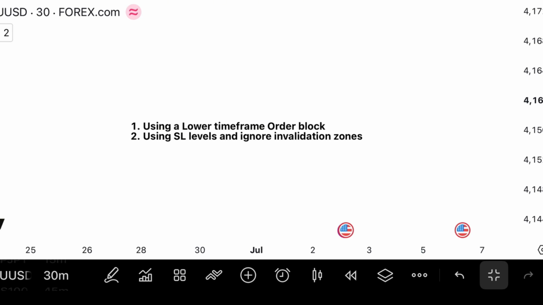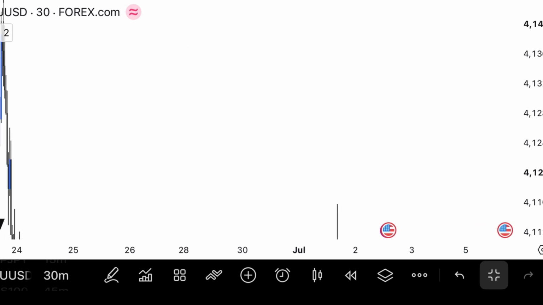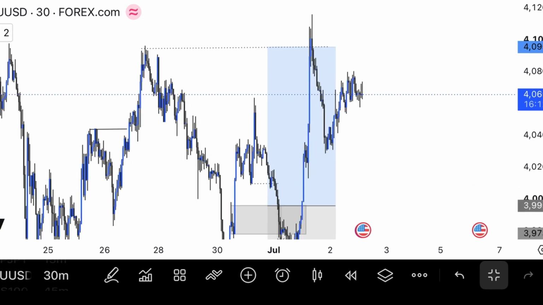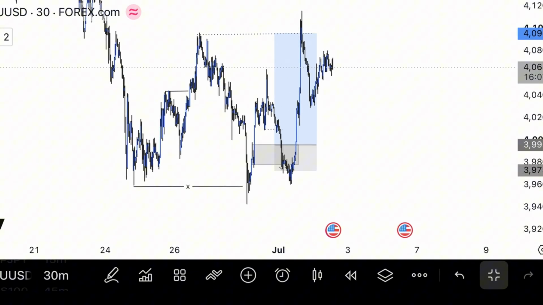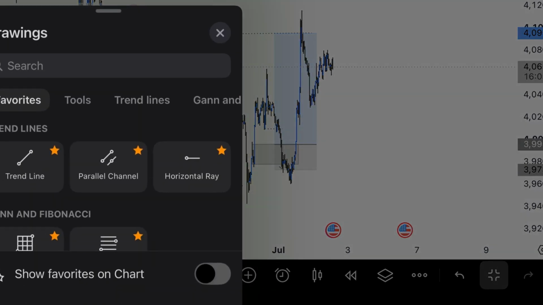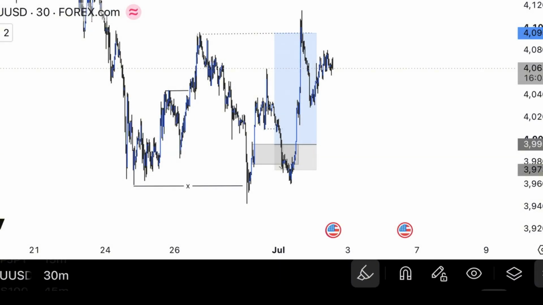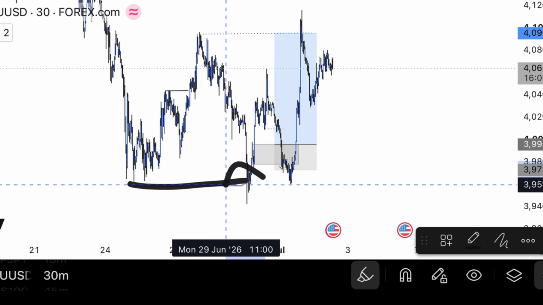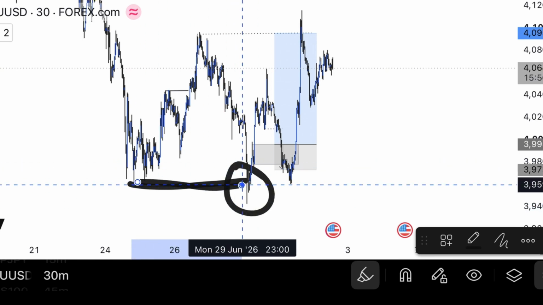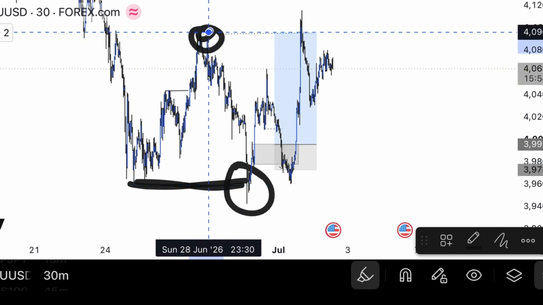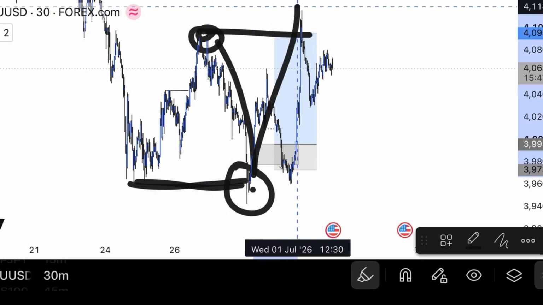Now, let me first explain the first one, which is using a lower time frame order block. On this chart, I'm going to be explaining using gold. I dropped this trade on Monday, and here's what I saw. I saw that price took out this low. Price took out this low here, and it took out liquidity from this low. Automatically, I knew that the high that printed this low will be taken, because that is the next place that liquidity is. So I anticipated that price was going to come and clear it.